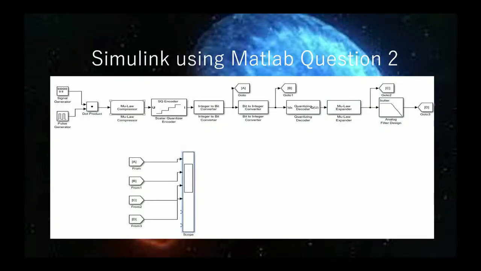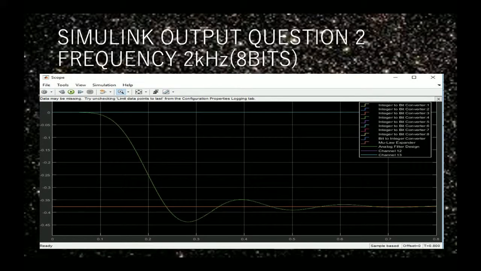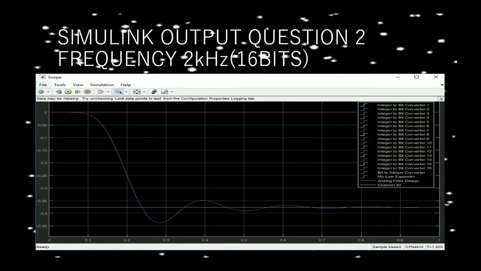For question 2, we are using signal generator and pulse generator to dot product, mu-law compressor, scalar quantizer encoder, integer to bit converter, bit to integer converter, quantizing decoder, mu-law expander, and finally analog filter design. So this is the output for question 2, 2 kHz, 8 bits. And this is for 16 bits.